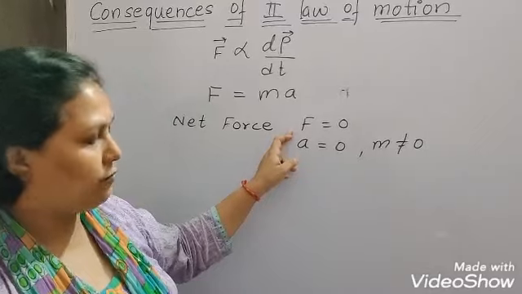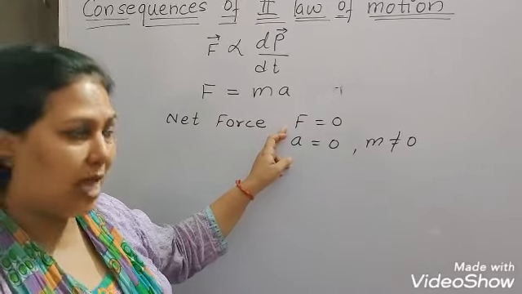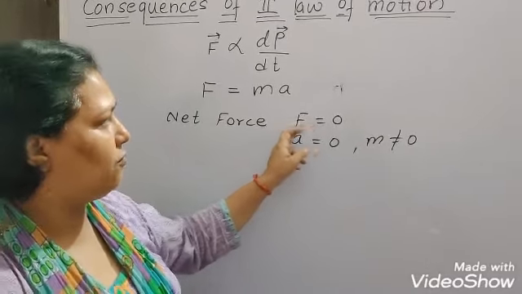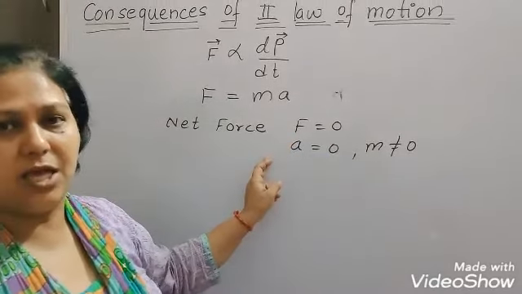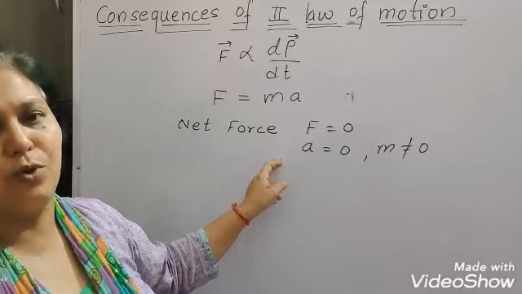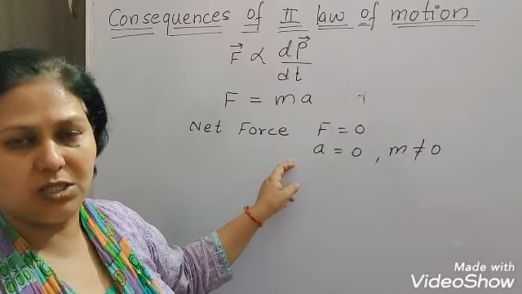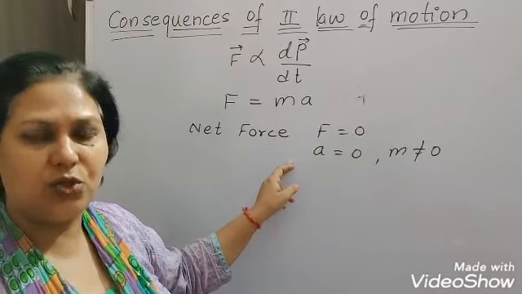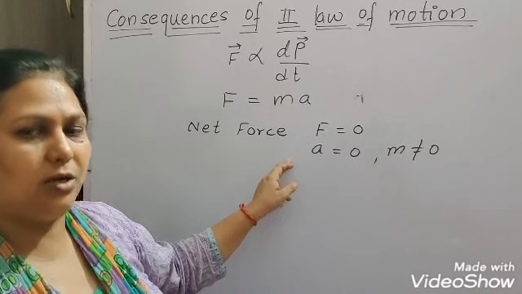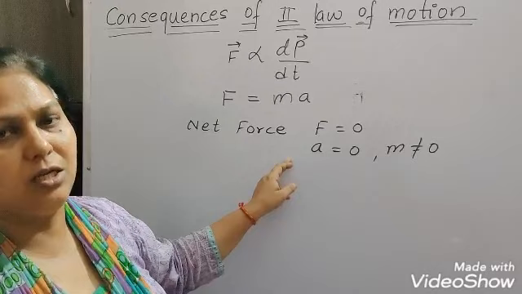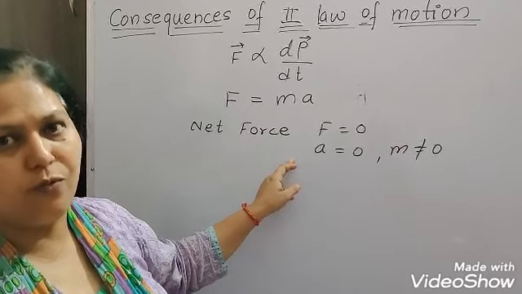If the forces are balanced, then F is equal to 0, so A is also 0. That means acceleration will not be produced. That means no change in the velocity, no change in the direction, and no change in the state of rest. And that is simply Newton's first law of motion.